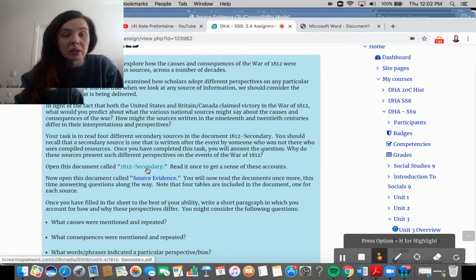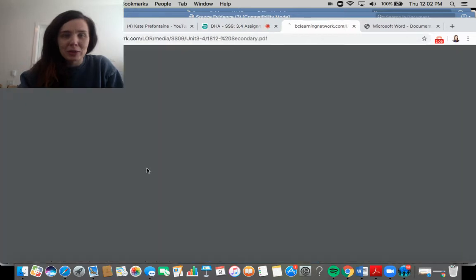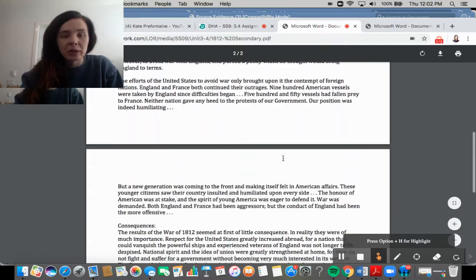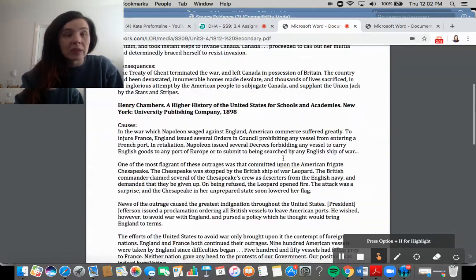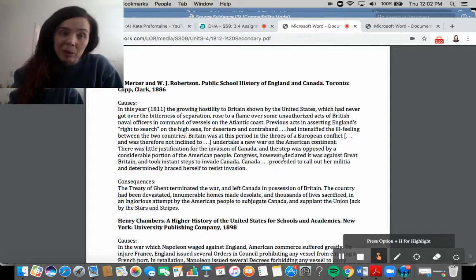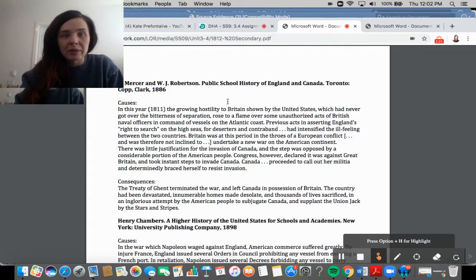It says open document called 1812 secondary. These are all secondary sources, meaning they're compiled by people and written from the perspective of someone that was not there, because it's well after the fact that they've been published. So you open up that document, it'll give you a PDF, and there are 4 different sources on here, of varying lengths. They're all a paragraph to maybe a couple of paragraphs, but honestly not that long for any of them. And we'll start maybe with the first one where it says title of source, okay?